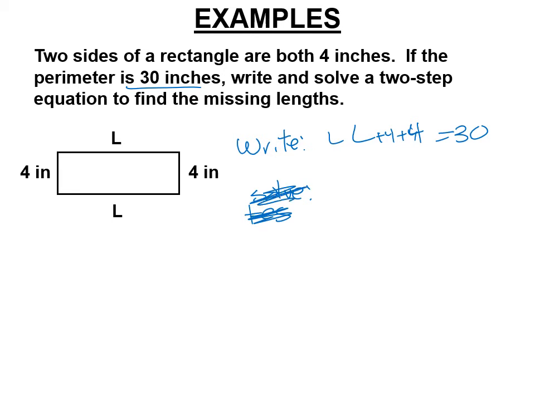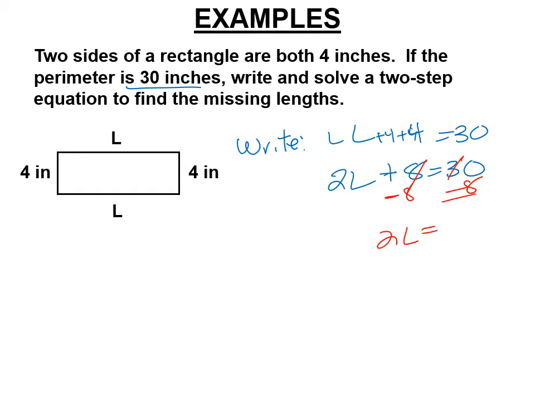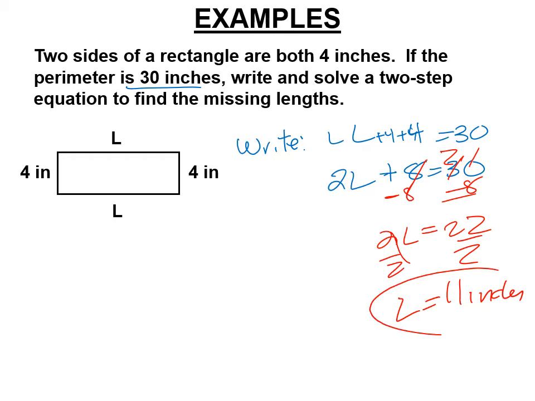Then we clean this up a little bit here. So we have 2L plus 8 equals 30, right? So that's our two-step equation. We're going to subtract 8 from both sides. 2L equals 22, divide both sides by 2, and L equals 11 inches. Okay, so that's 11 inches, and that's 11 inches. And let's understand, we said the perimeter is 30, so those 4 numbers better add up to 30, and they do.